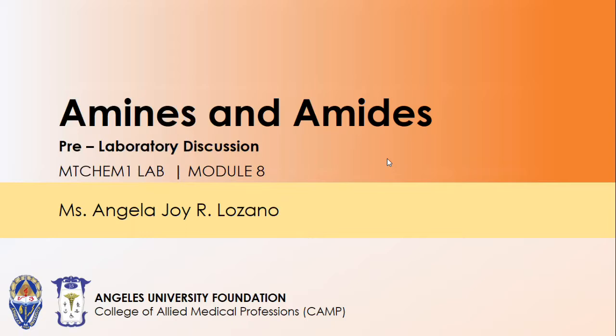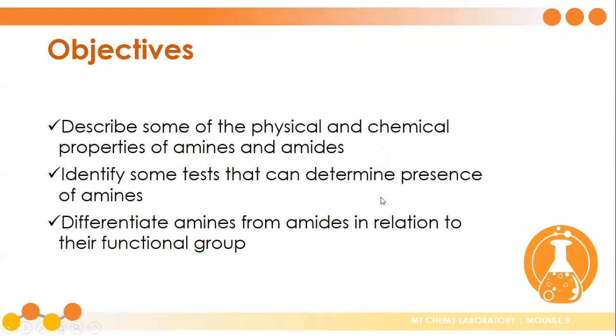For this session, we will be discussing the amines and amides, their properties, and also some of the reactions involving them. Let us start first by taking a look at our objectives for the experiments and the discussion for amines and amides. We are expected to describe some of the physical and chemical properties of amines and amides, identify some tests that can determine the presence of amines, and then differentiate amines from amides in relation to their functional group.